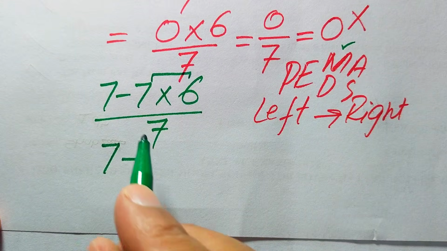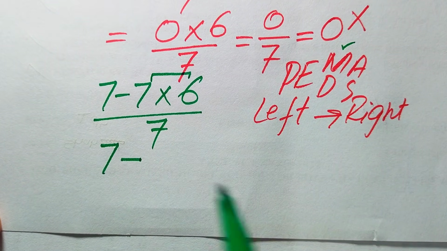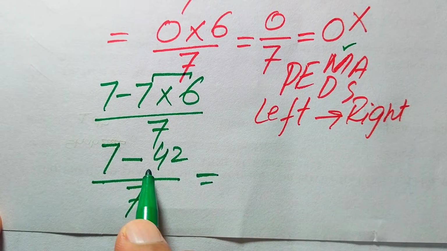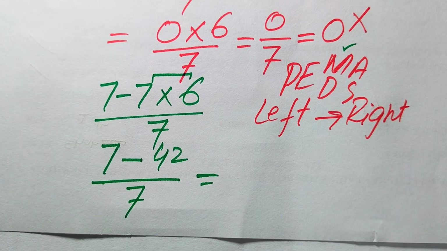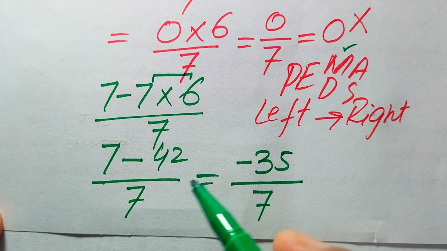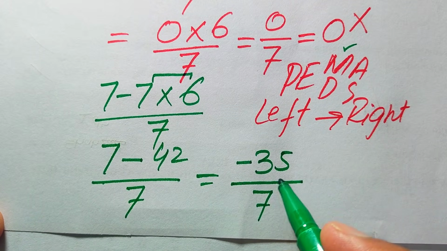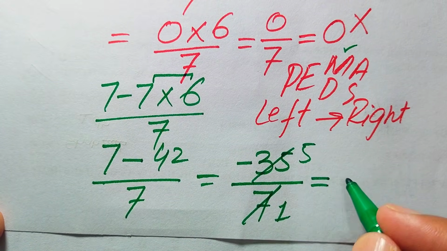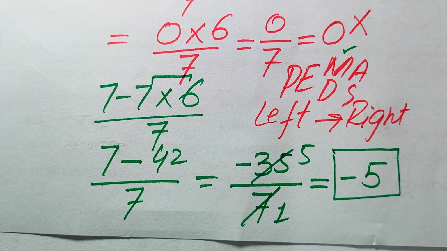So we have 7 minus 7 times 6 becomes 42, and it is divided by 7. Here we subtract these two values, and 7 minus 42 is equal to minus 35, so we have minus 35 over 7. Then we need to cancel these two terms with the table of 7, and we get 7 ones are 7, 7 fives are 35. So here we get minus 5. And this is our final answer to this question.